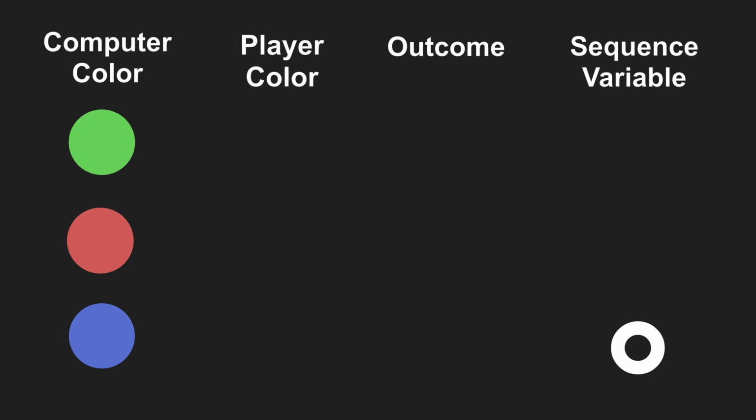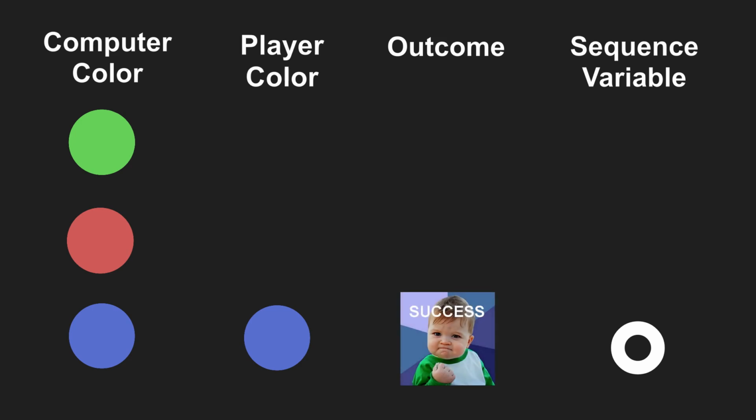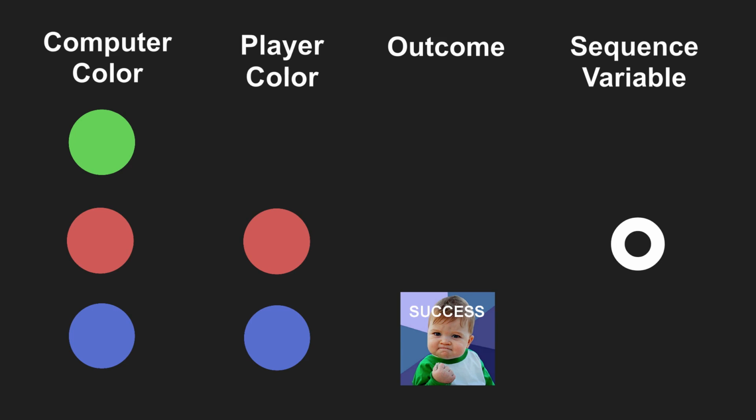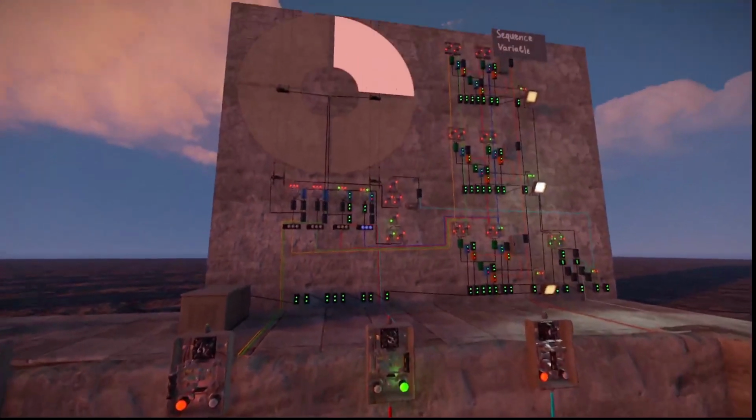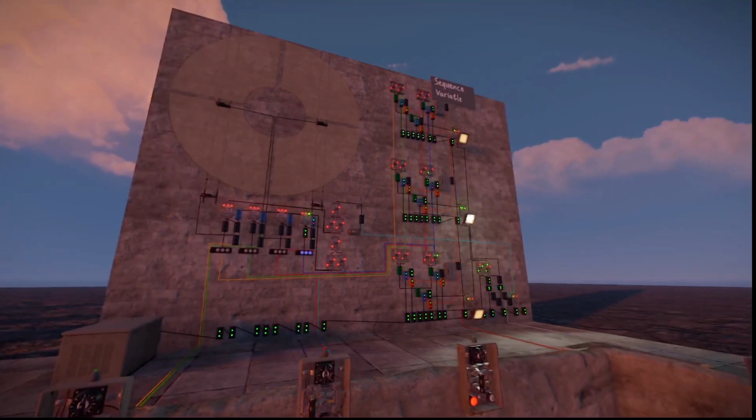Let's review what we have so far. The computer starts by randomly choosing a sequence of colors. The player then inputs a color. If it was the right one, the sequence variable goes one up, and the player needs to input the next color. We are almost done with the core game, but there's one thing missing.